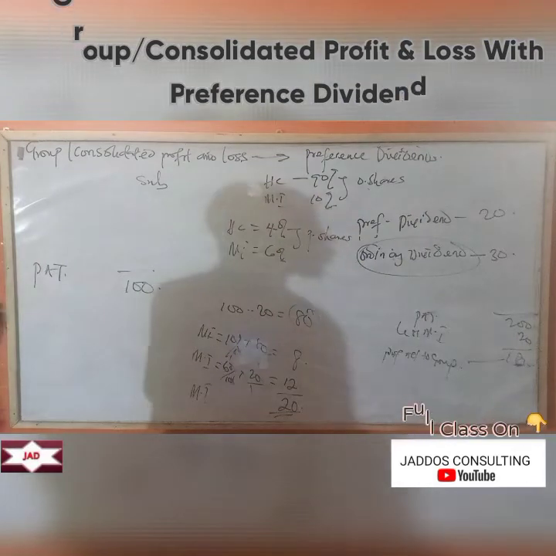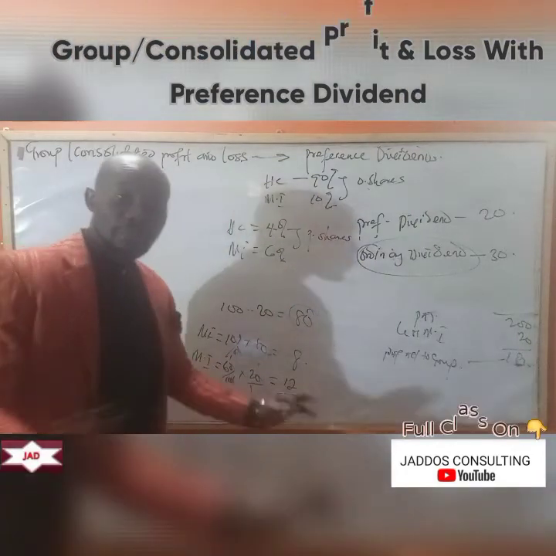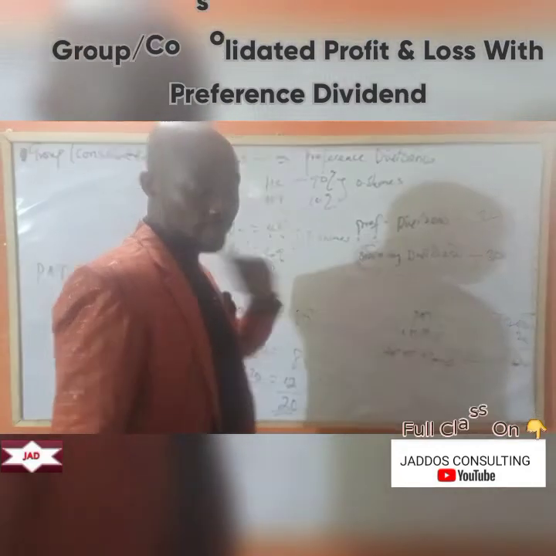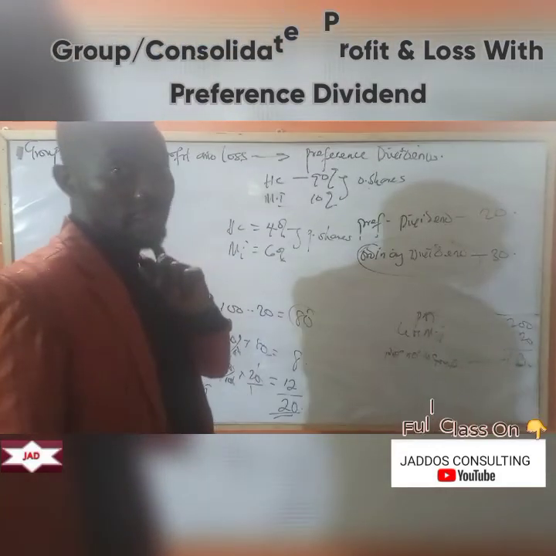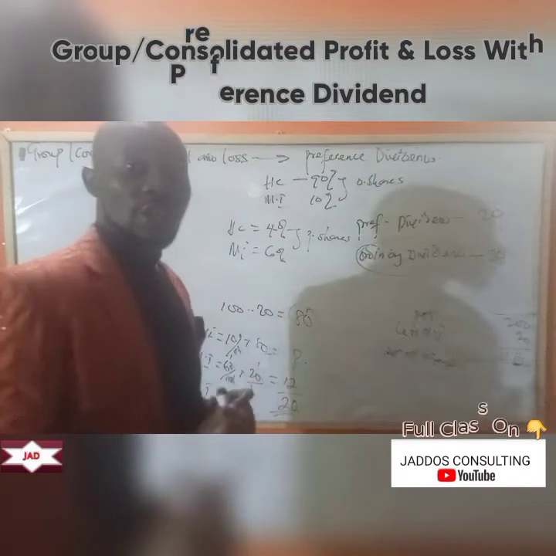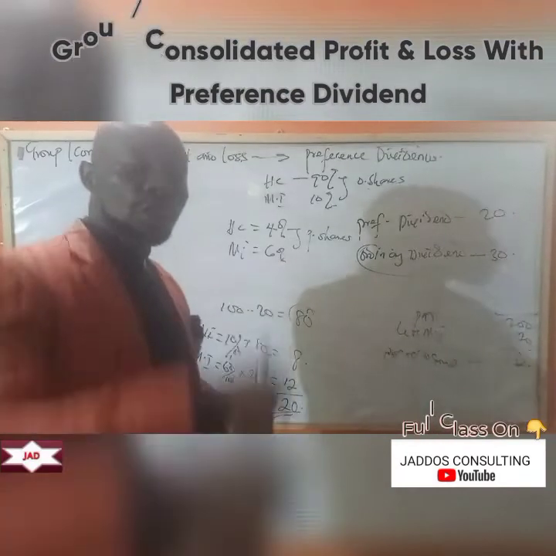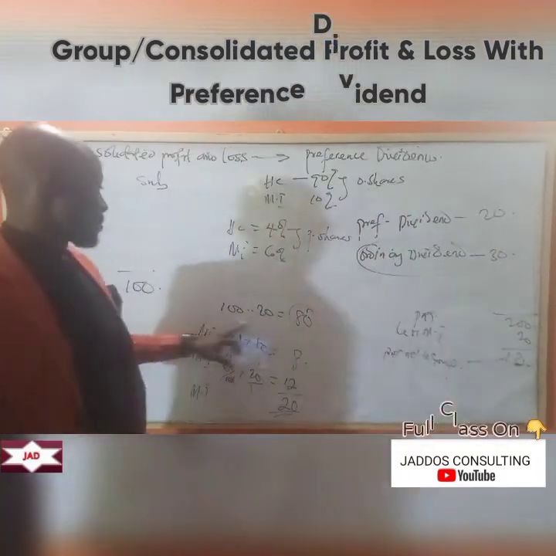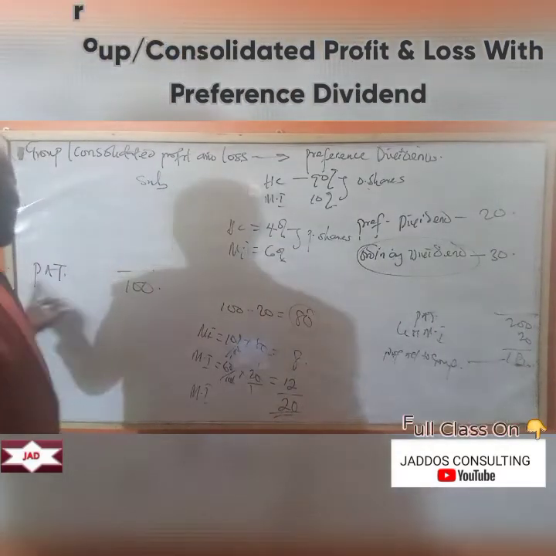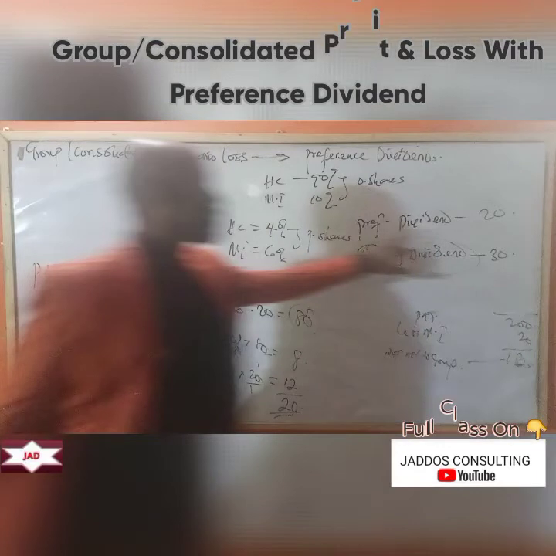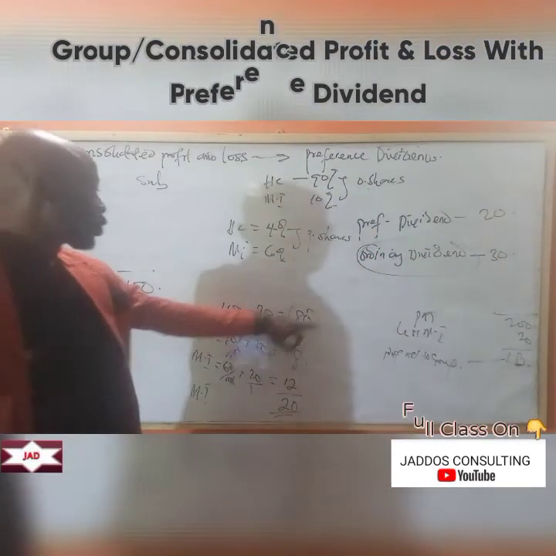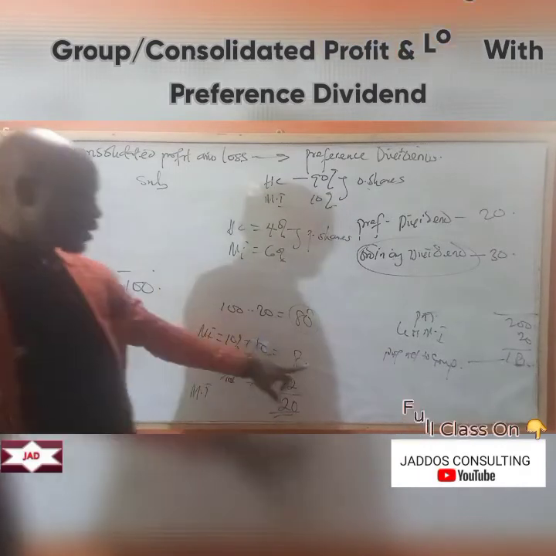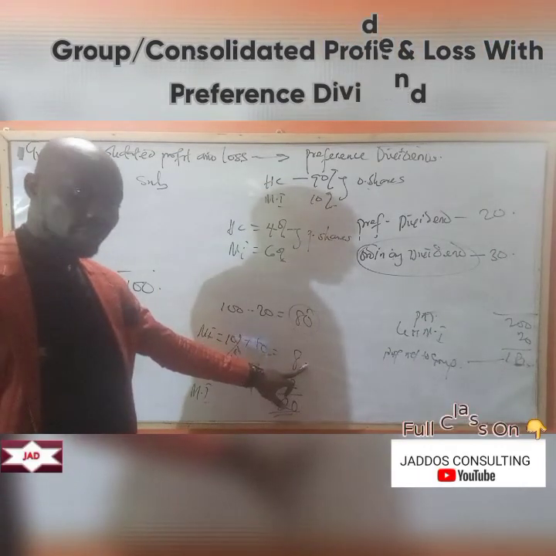Okay? So what I've said here in simple terms is that where you have preference dividend and ordinary dividend, before you take out the share of the minority interest from the profit after tax, you must first of all deduct the preference dividend, which I have done here. We have assumed that part is 100, current dividend is 20, so we have 80. So it's on this 80 that we have the ordinary share structure to get the ordinary shareholders' share.